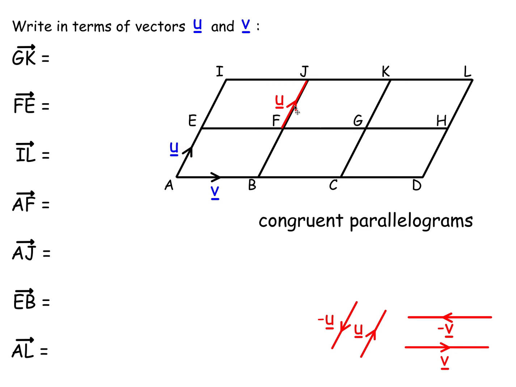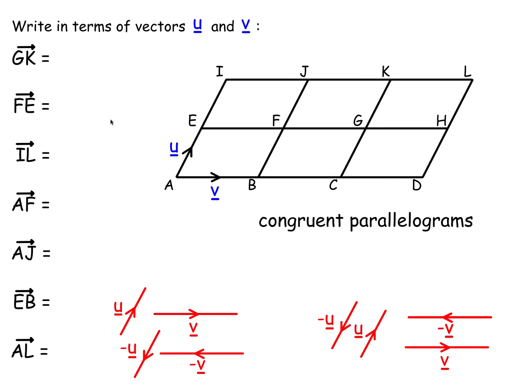So FJ is vector U, DH is vector U, EI there is vector U. Similarly, vector V. So there's vector V. So CD is vector V, JK is vector V, and so on. Same with our negatives. Reverse the arrow, that's negative U. So JF is negative U, HD is negative U. There's V with the arrow reversed, that's negative V now. So DC is negative V, JI is negative V, and so on.